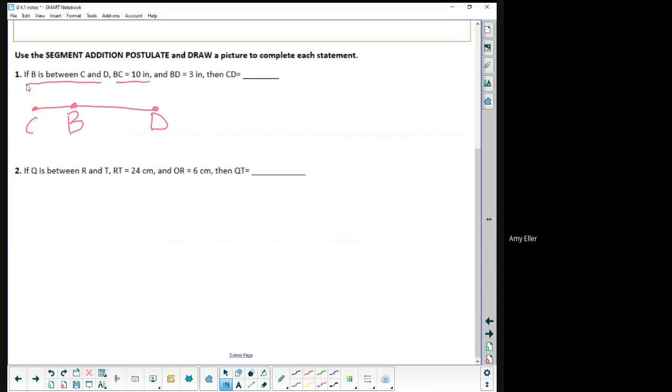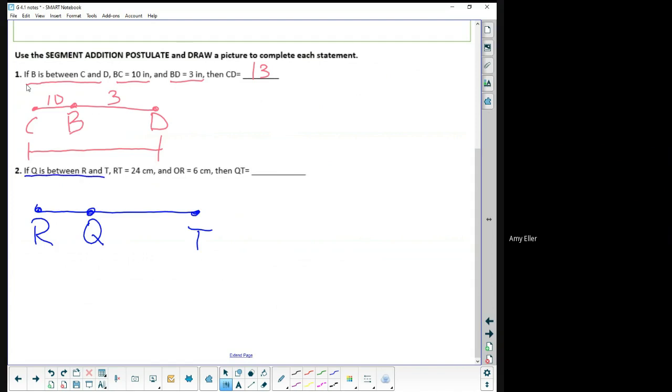Once that's done, keep reading now. B to C is 10. You don't have to label it. That's okay. With inches. B to D is 3. So what is C to D? 13. No work is required for that. Number 2, if Q is between R and T, draw that. R to T is 24.